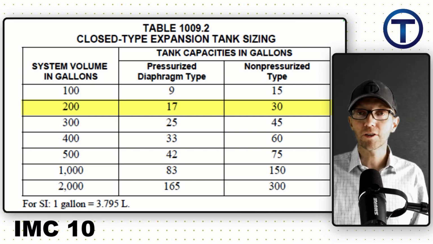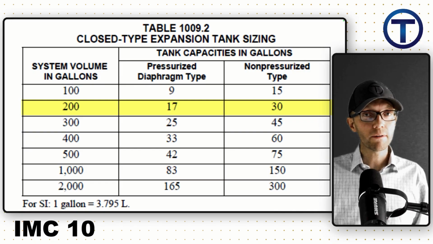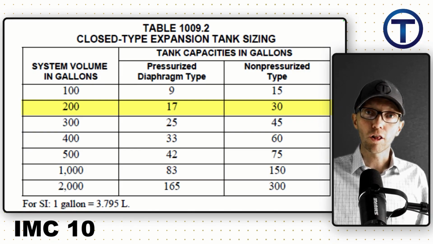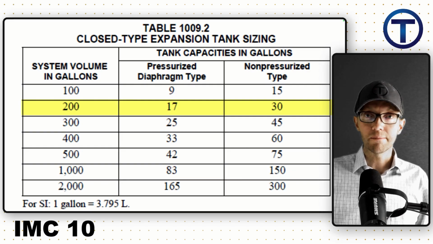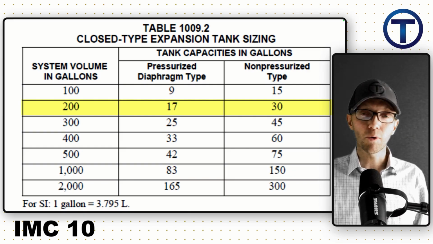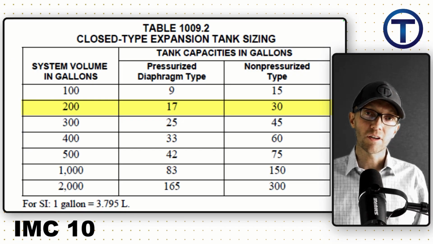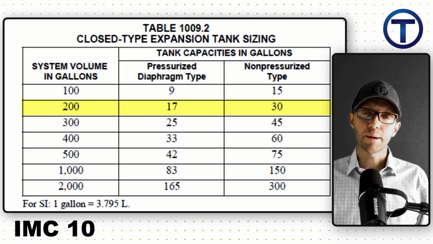Similarly, we have the non-pressurized type. That's that other chamber we were looking at. And you see the numbers are a little different. It needs a larger reservoir because it's less reliable, or that air chamber can be compromised. And so we see a difference on the size of that type of tank.